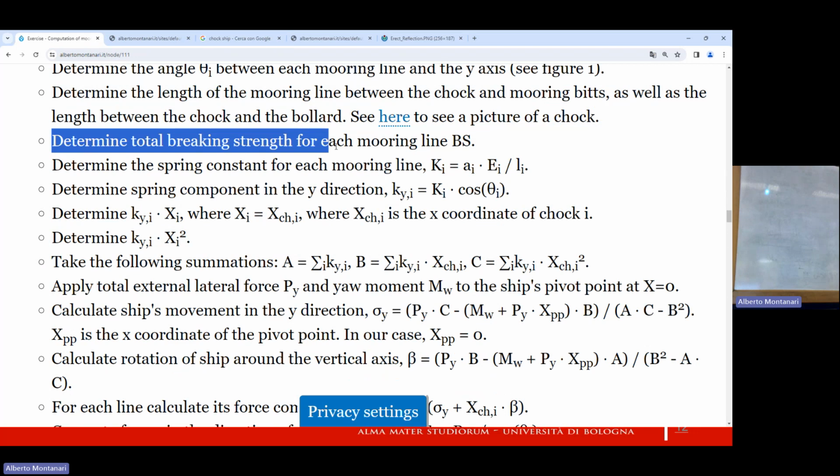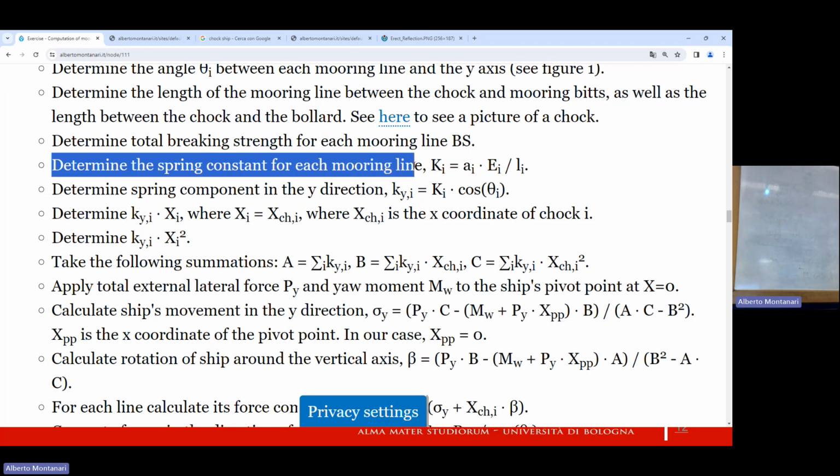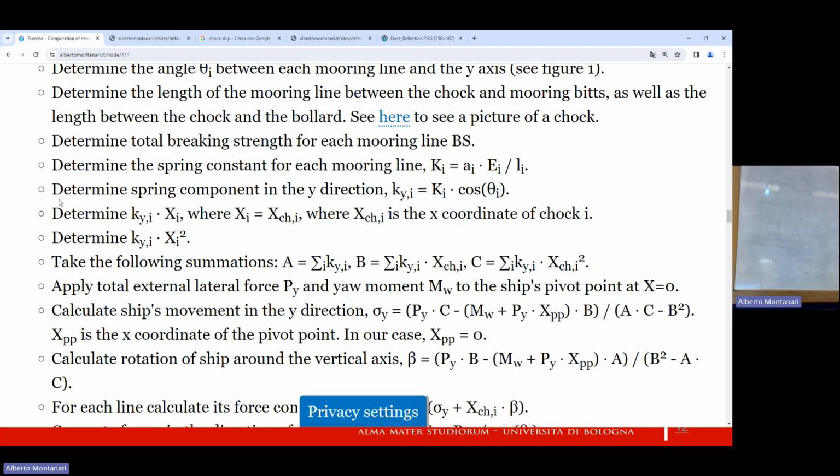determine the total breaking strength of each mooring line. Determine the spring constant of each mooring line. Remember, they are elastic mooring lines. So this is the spring constant, which is a function of the section and a function of the elastic modulus and a function of the length of the mooring line.